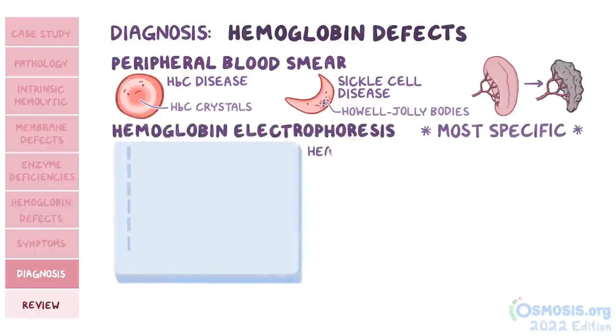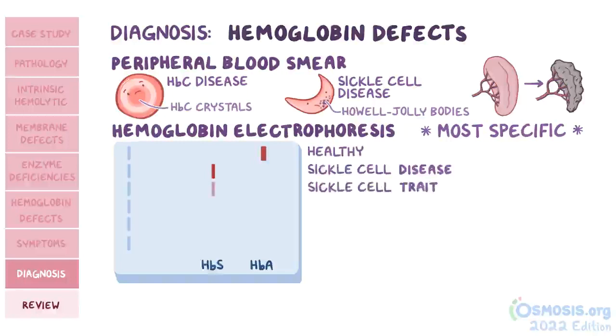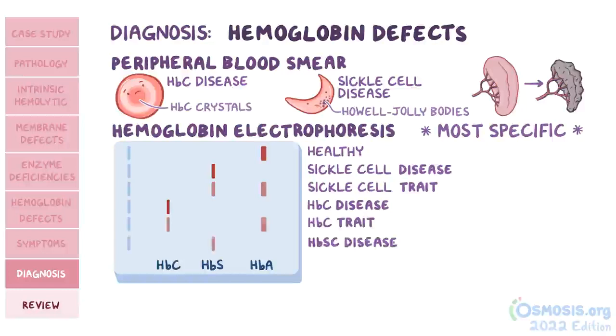In this case, a healthy individual will have an intense band of HbA. An individual with sickle cell disease will have an intense band of HbS. And an individual with sickle cell trait will have two almost equal bands of HbS and HbA. Similarly, someone with HbC disease would have an intense band of HbC. Someone with HbC trait would have two almost equal bands of HbC and HbA, while someone with HbSC disease would have two almost equal bands of HbS and HbC.